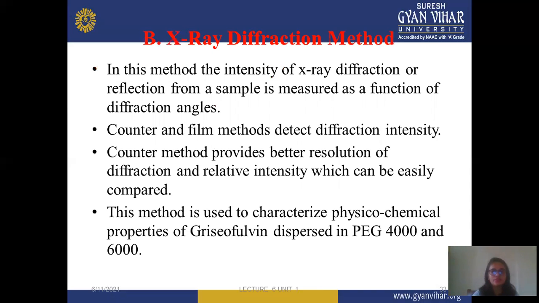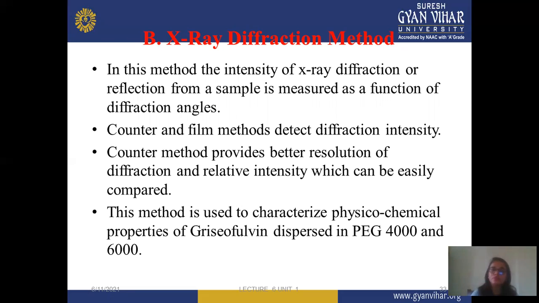Next is the X-ray diffraction method. In this method, the intensity of X-ray diffraction from a sample is measured as a function of the diffraction angle. Counter and film methods detect diffraction intensity, and the counter method provides better resolution of the diffraction and relative intensity, which may be easily compared. These methods are used to characterize the physical and chemical properties of various films in dispersions, such as PEG 4000 and 6000. This X-ray diffraction method is very simple and easy.